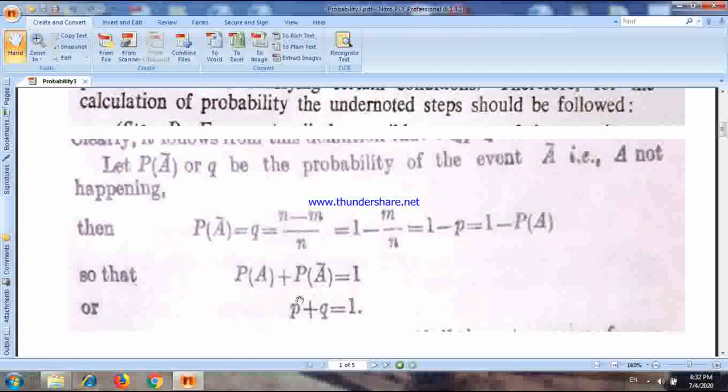So what can be concluded? Probability of occurrence of an event plus probability of its non-occurrence equals 1.